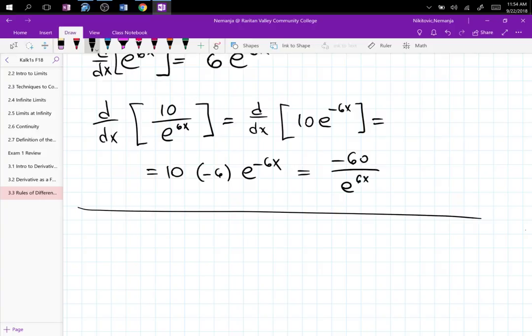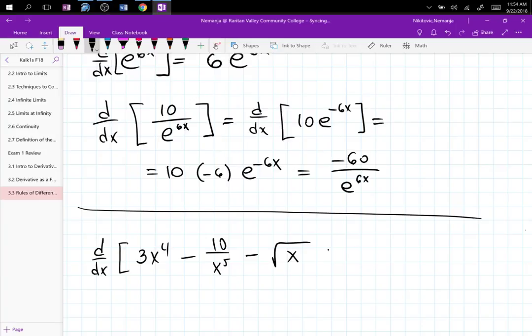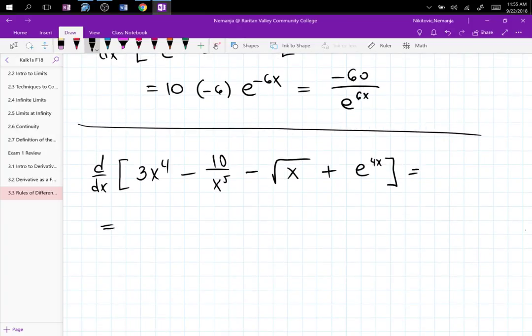All right. So here is the example for you. One more. So we have 3x to the 4th minus, let's go with 10, x to the 5, minus the square root of x, plus e to the 4x. This pretty much covers everything we did.